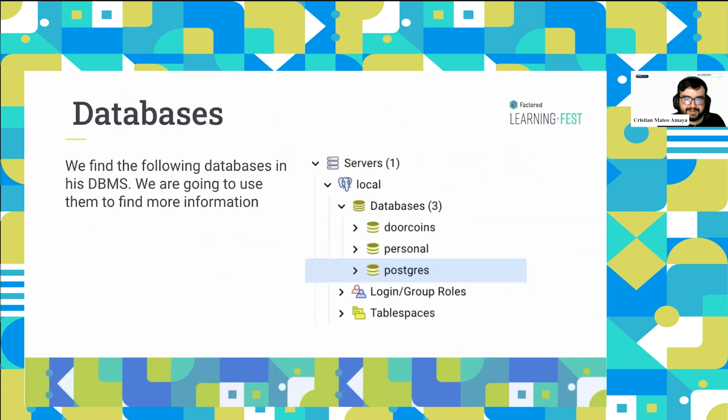So we will start by looking at the databases that are available in his computer. He left his password in a post-it, so you are able to use everything that he has in his computer. These are the databases that he has. He has a Dogecoin database, which we assume is the product that he's launching, and a personal one where he keeps personal information for himself. The Postgres one is just a default one that every Postgres starts with.